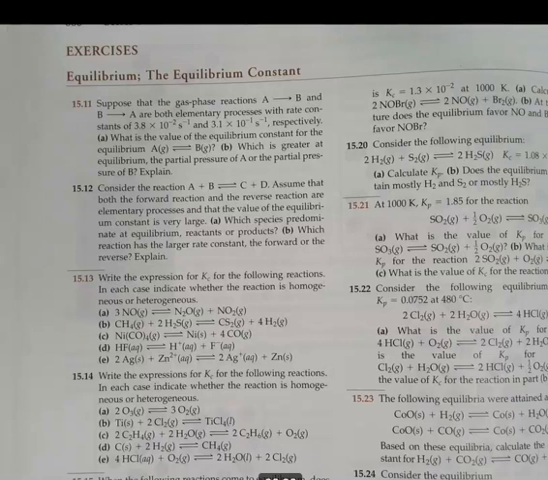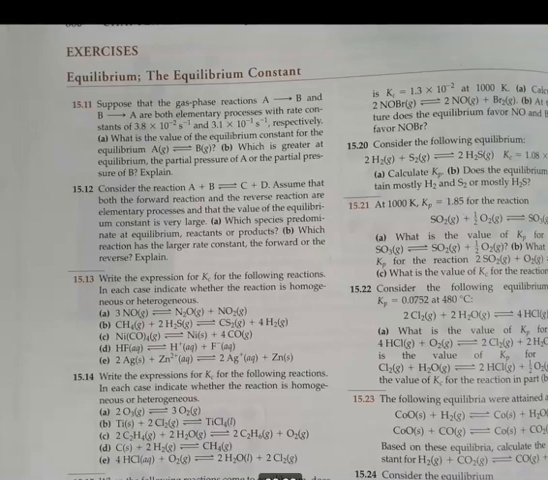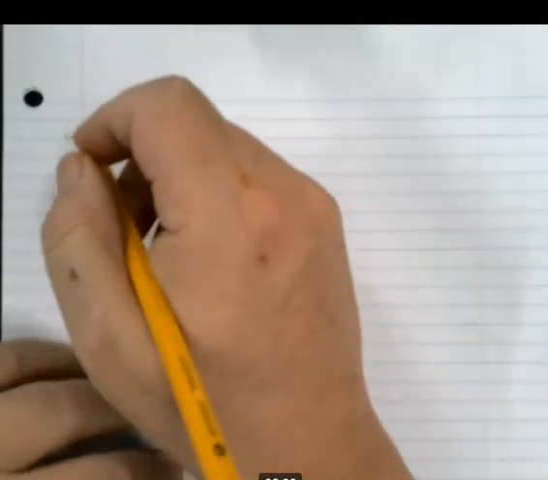So write the expression for Kc, the equilibrium constant for concentration, for the following reactions. In each case, indicate whether the reaction is homogeneous or heterogeneous. Okay, so let's go ahead and do that. All right, so A. So the equation.